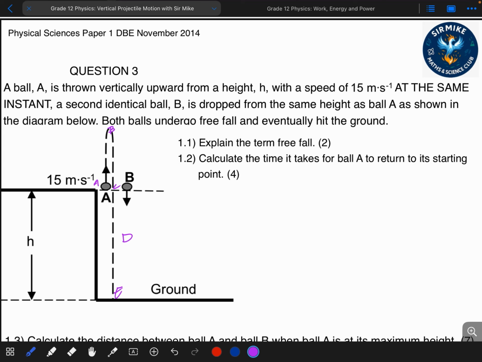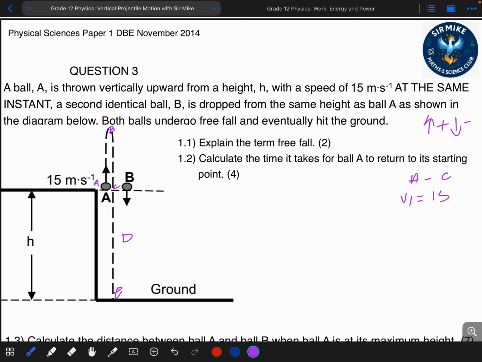So they said calculate the time it takes for ball A to return to its starting point. In this case, they want the time taken by object A to reach point C. So what you're going to do is say between point A and C, we know that, again, I'm going to choose upwards as positive, so downwards in this case would be negative. So my initial velocity for ball A would simply be 15.